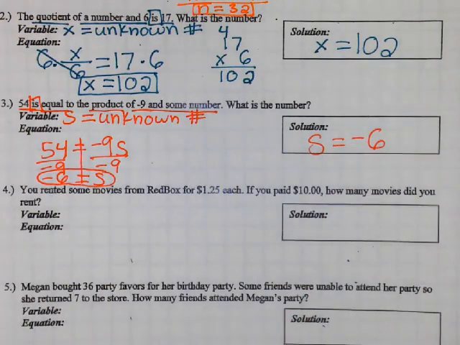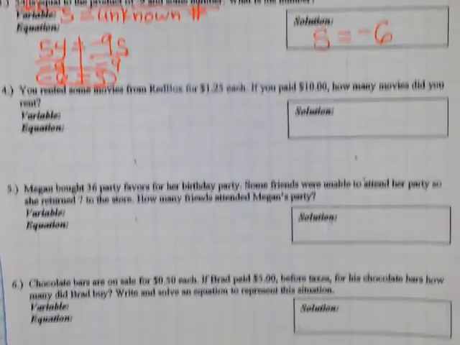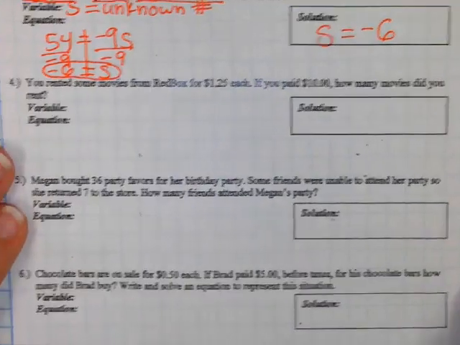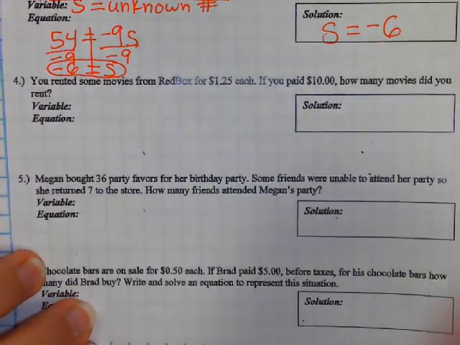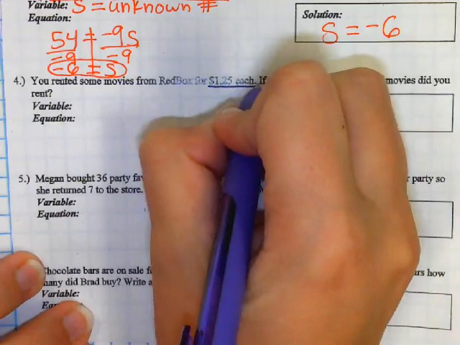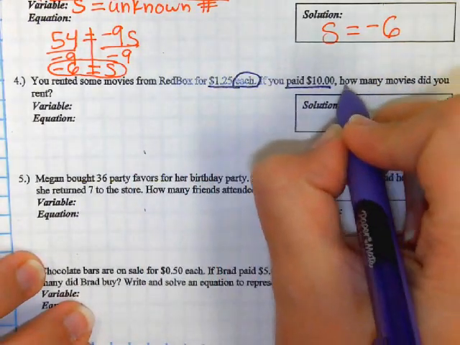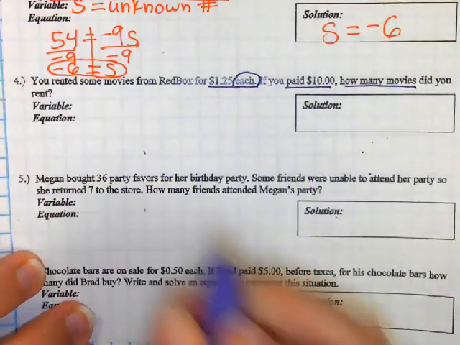Now we get into actual word problems. Those before were just translating. Now we have to think about what the question's asking us. Number 4. You rented some movies from Redbox for $1.25 each. If you paid $10, how many movies did you rent?